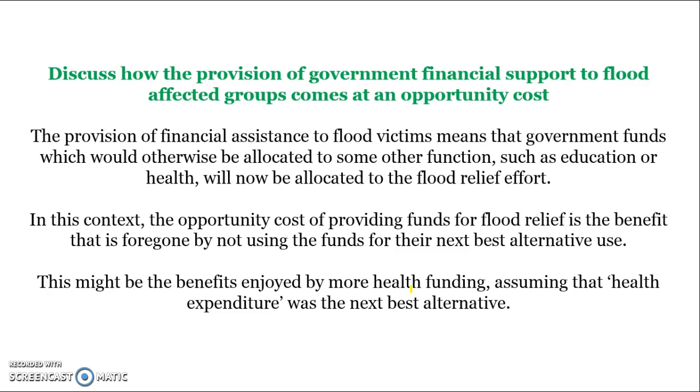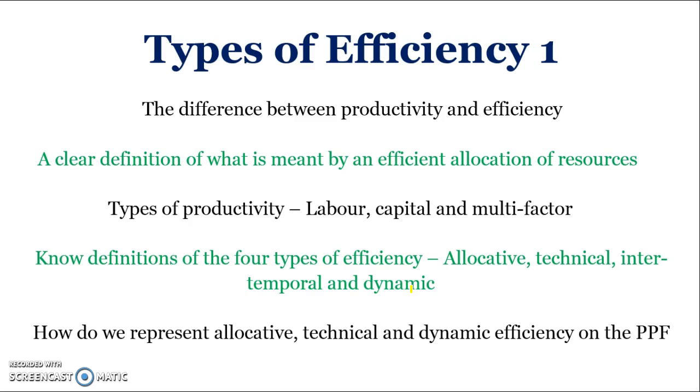This might be the benefits enjoyed by more health funding, assuming that health expenditure was the next best alternative. Making it really clear that whatever the next best alternative is, is the opportunity cost. If we devote more funds to financial support for floods, it goes away from that product or service. We'll talk about efficiency in the last couple of videos.